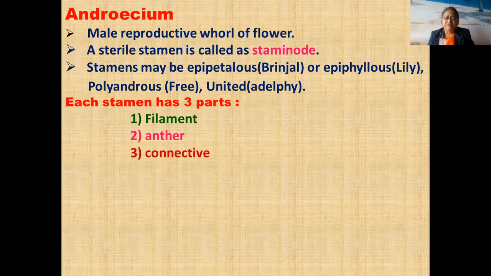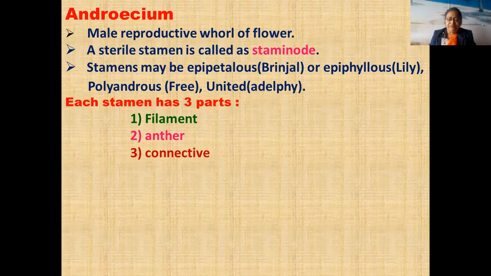Second, anther. Anther is terminal in position. Anther consists of pollen grains. It is usually bilobed or tetrasporangiate. Example, datura. Or in some plants, it is monothecous, single lobe, bilocular, or bisporangiate. Example, jasmine, that is hibiscus.